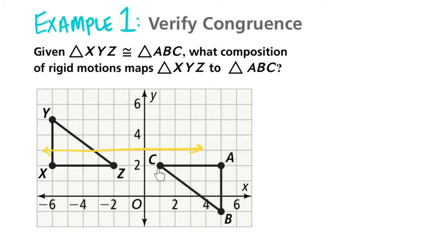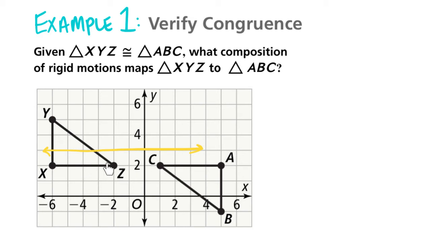But then I also noticed that C is to the left of A, which would tell me I need Z to be to the left of X, but right now Z is to the right of X. So that tells me I'm also going to need this to be flipped from left to right. When I flip something left to right, I'm going to flip it along a vertical line. So once I flip it over this yellow line, I'm going to flip over maybe a vertical line that goes right through here.